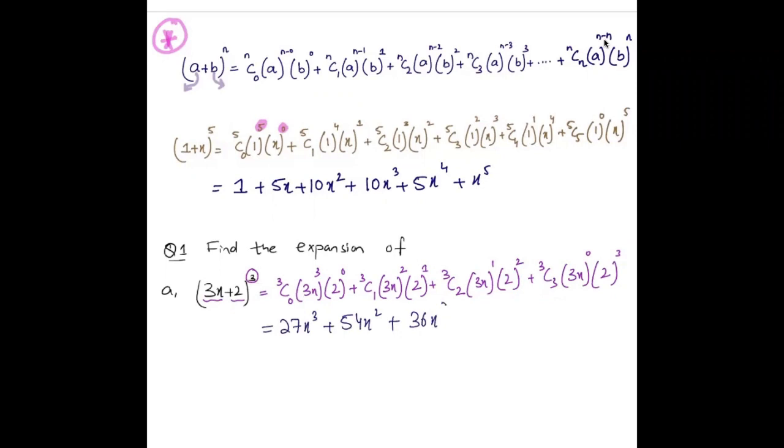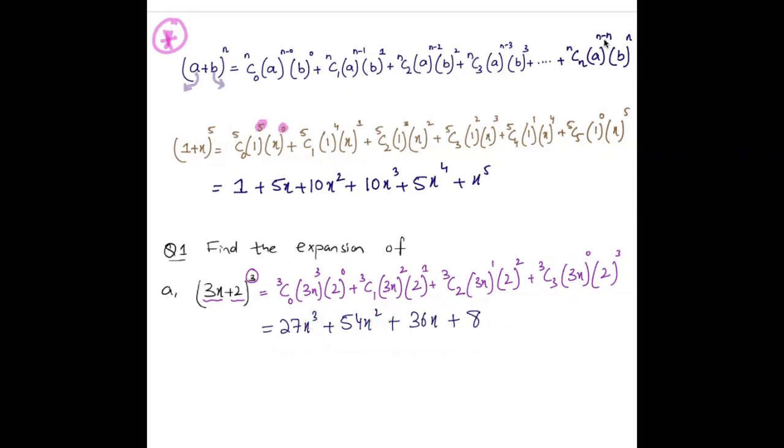So 36 times x to the power of 1. And the last term is 3c3, which is 1. 3 to the power of 0 is 1. x to the power of 0 is 1. So that's all 1. And 2 to the power of 3 is 8. So that's the expansion. And you can see that the expanded terms are in descending powers of x. Over here, the power was 3, then 2, then 1, and then x to the power of 0.